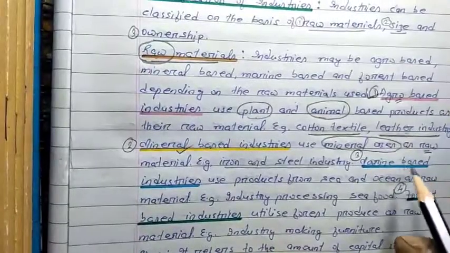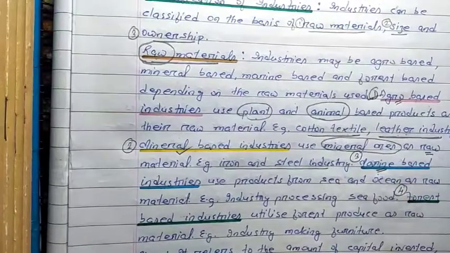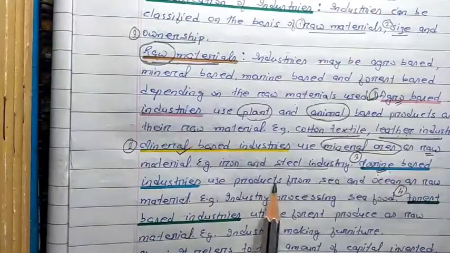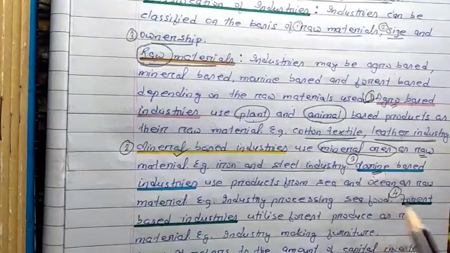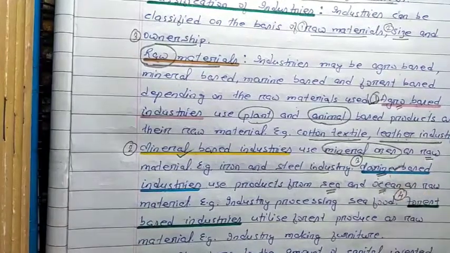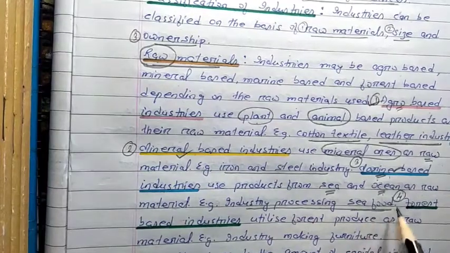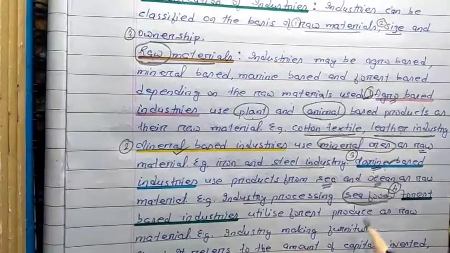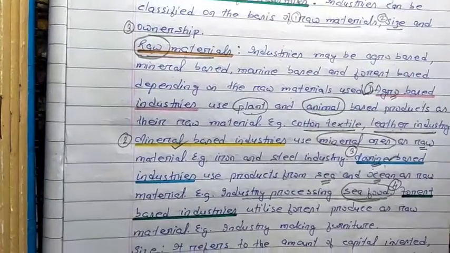Next comes marine-based. I hope you know the meaning of marine. Marine life means the life of the ocean or the sea. Marine-based industries use products from seas and oceans as raw materials. The industries which generally depend on sea products or ocean products as their raw materials are known as marine-based industries. For example, industries processing seafood. Like we get different types of fish in cans, that also comes under marine-based industries. Salt we get also comes under marine-based industries.